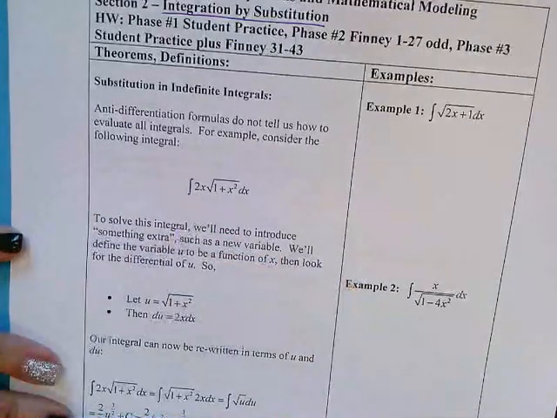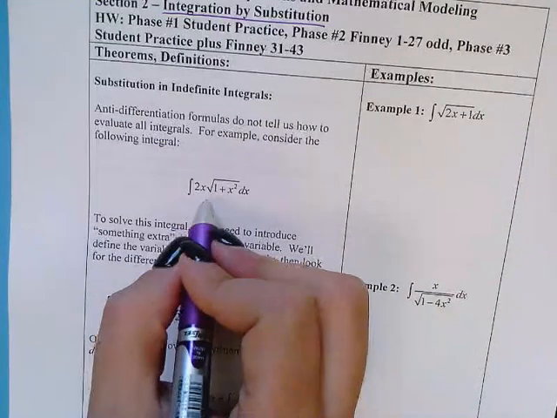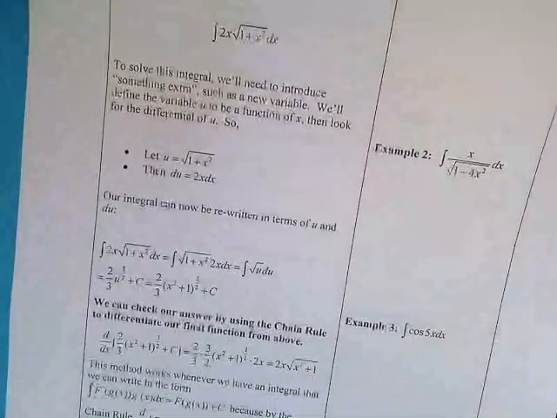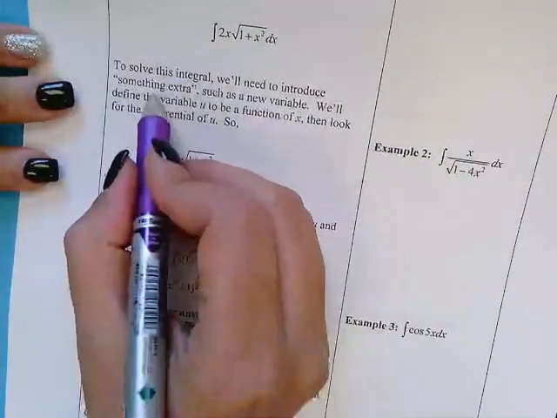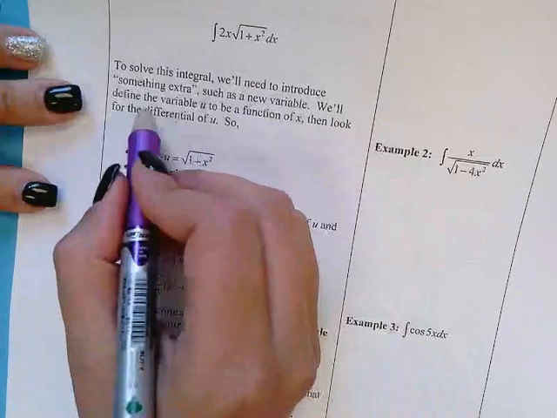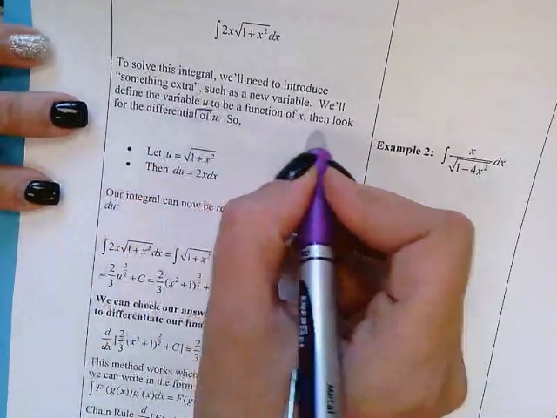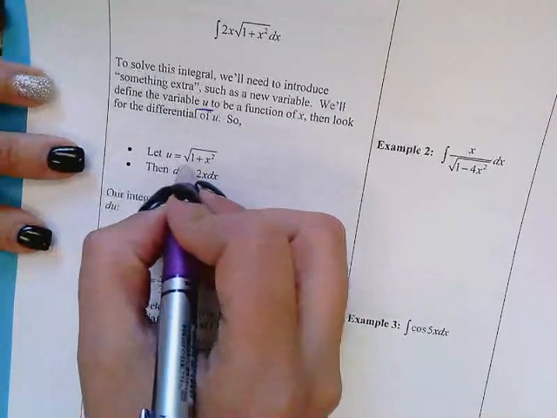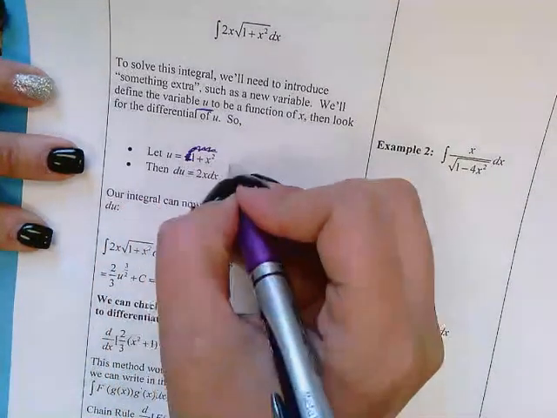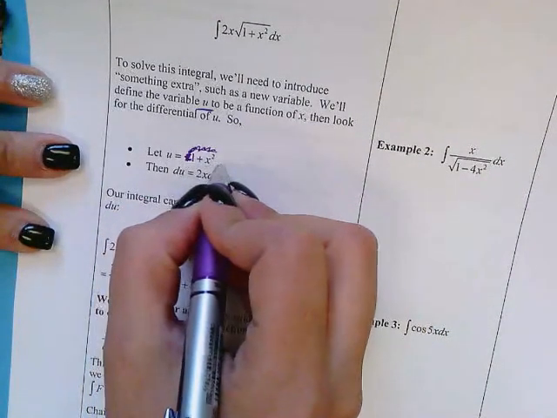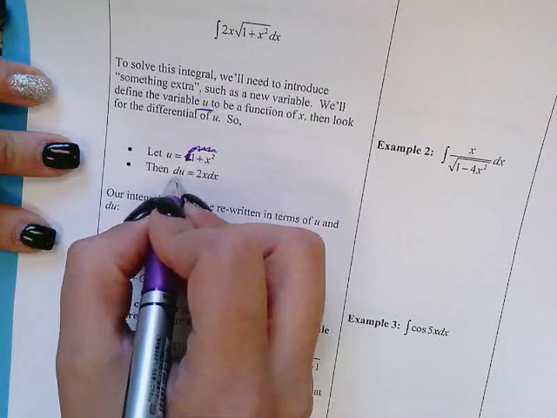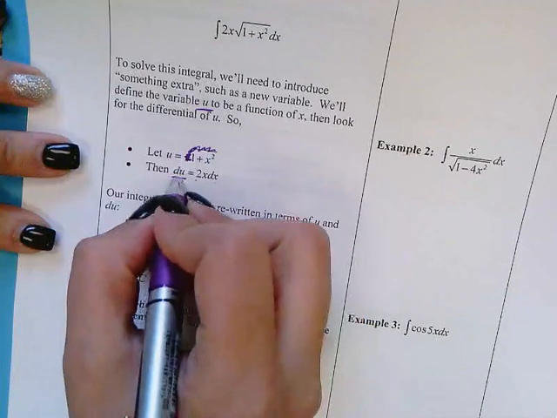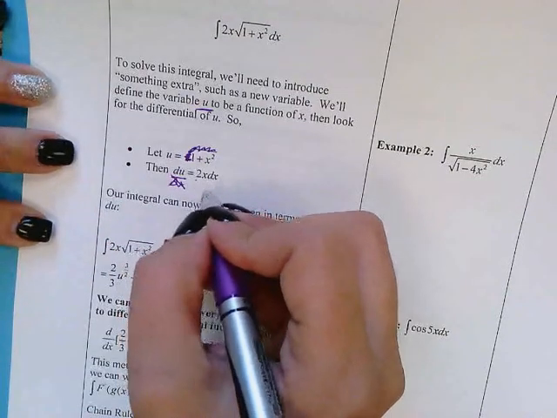So for example, consider the following integral: the integral of 2x times the square root of 1 plus x squared dx. To solve this integral, we'll need to introduce something extra, such as a new variable. We'll define the variable u to be a function of x and then look for the differential of u. So first we're going to let u equal, and this is a mistake, cross this out, so u is equal to 1 plus x squared. So then du over dx is equal to 2x. And then of course when you multiply both sides by dx, you end up with du equals 2x dx.